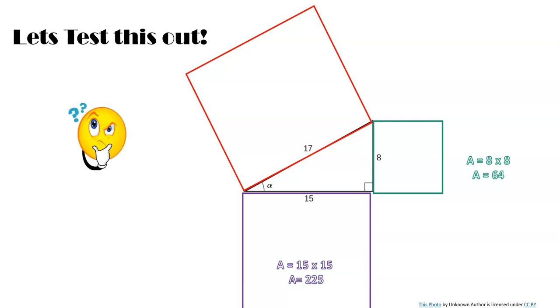Okay, so what does that mean about the area of the red square? Well, the area of the red square is the area of the purple square plus the area of the green square. So that's 225 plus 64, which means the area of the red square is 289 units squared.